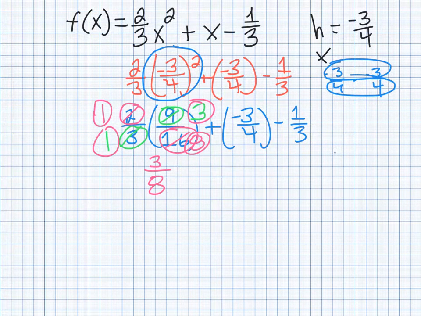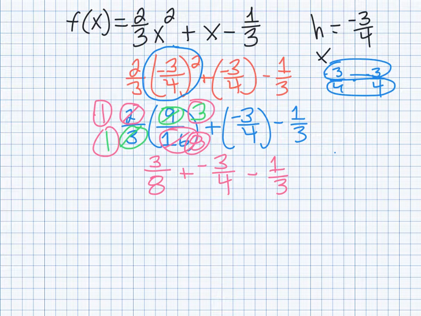Now bear in mind, you don't have to cross-simplify. It just makes your numbers a little smaller and a little less intense to deal with. So now I've got this. Now, this is an expression, so I can't exactly clear my fractions, but I do need a common denominator. So between 8, 4, and 3, I got a common denominator of 24.